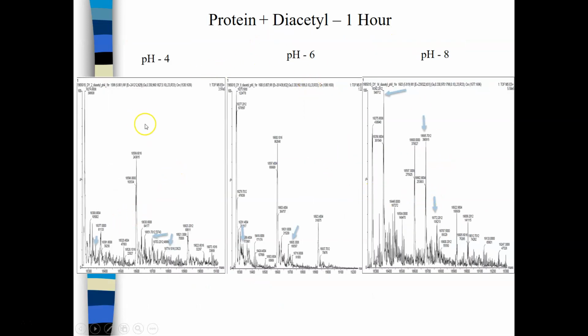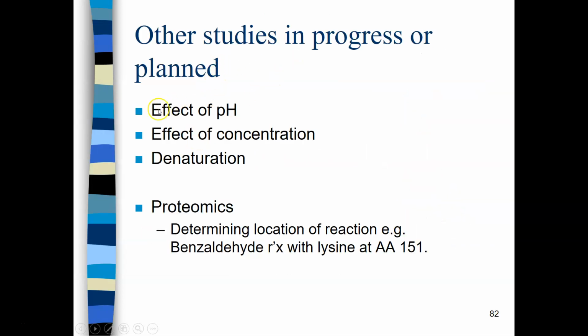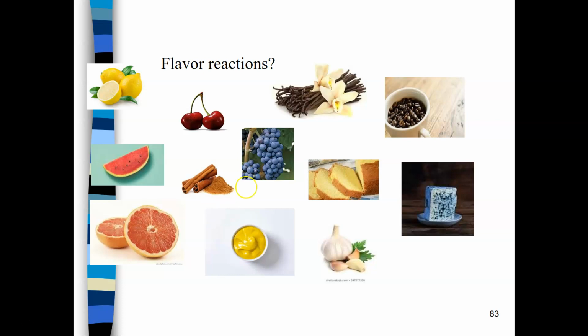Here's diacetyl at pH 4, 6, and 8. Diacetyl at pH 4, small reaction, small reaction. pH 8, much, much more reaction. And that's what we'd expect. It's the Maillard reaction. The higher the pH, the more the reaction. Other studies Vidi has going are looking more at effective pH, effective concentration, denaturation. He wants to know where in the protein these flavor molecules are chemically added. It's really a fascinating study.